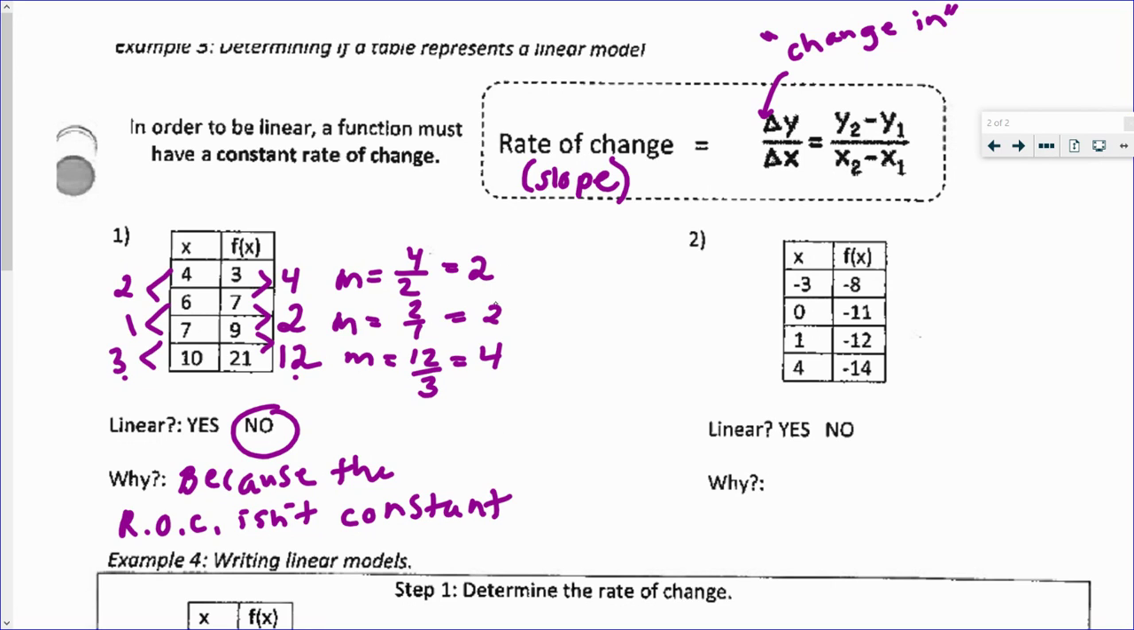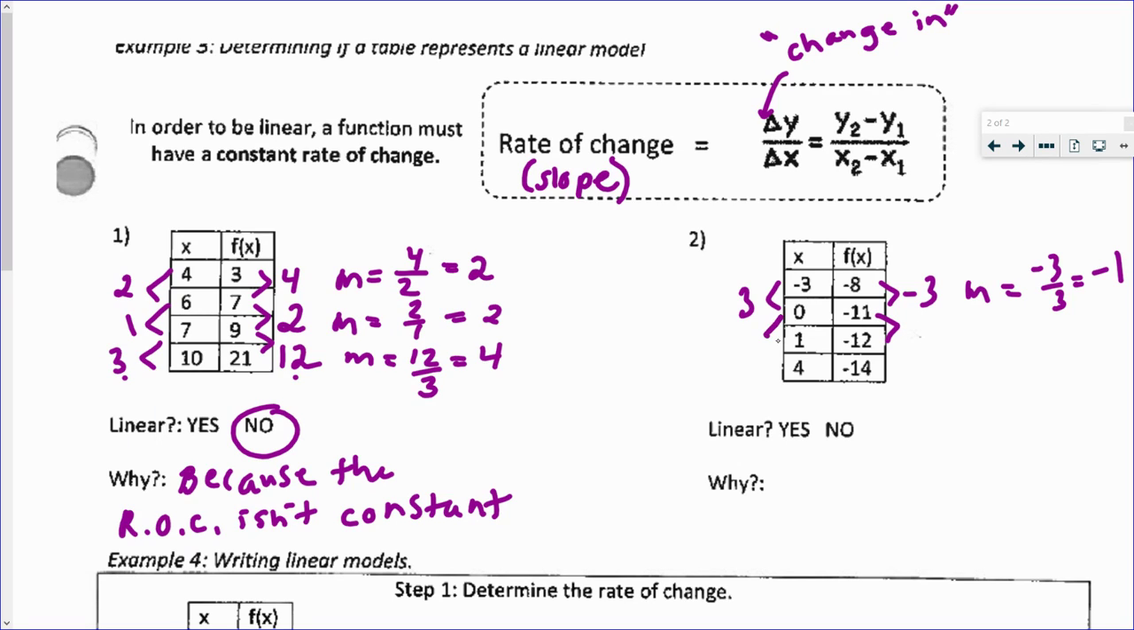So it was at first 2 and 2, but then when I calculated it to be 4, that kind of messed it up. Let's check the next table. Y goes down by 3, x goes up by 3, so the rate of change, -3 divided by 3, is -1.